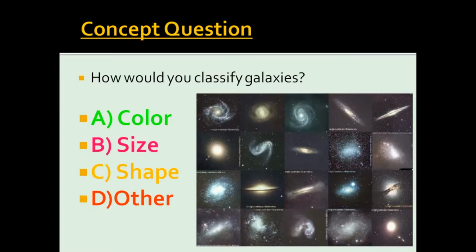Would you classify them by color? Okay, I see reds and yellows and blues. Perhaps by size. Small galaxies, large galaxies. Maybe by shape. Okay, there's some spiral structure, elliptical structure, globular structure, circular structure, spherical structure. Or maybe would you use some kind of other classification scheme? So take a moment. How would you classify galaxies if you were the one starting to classify galaxies?